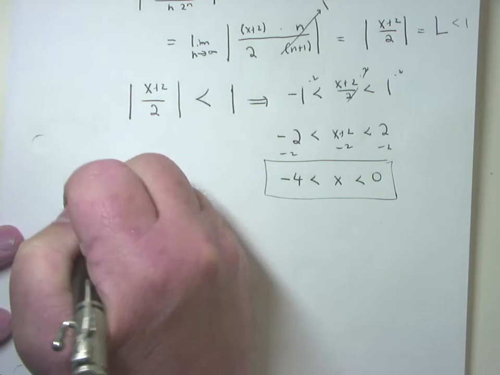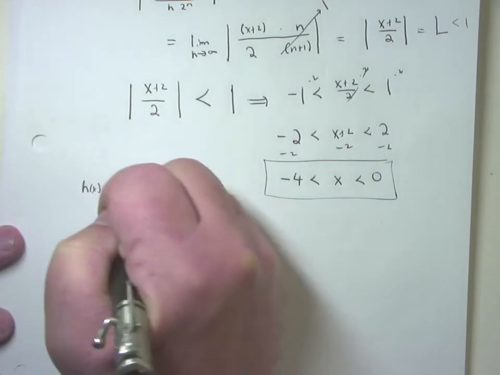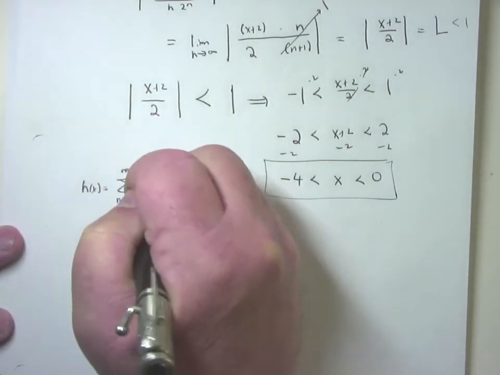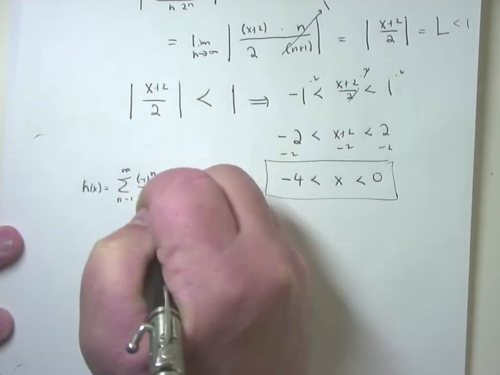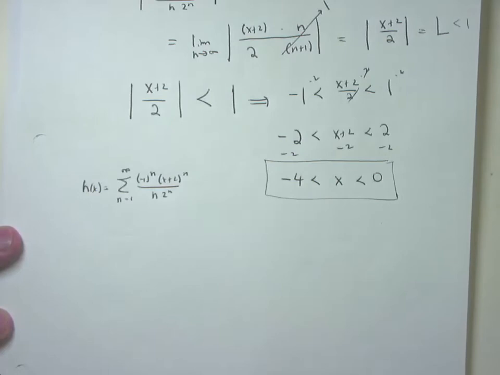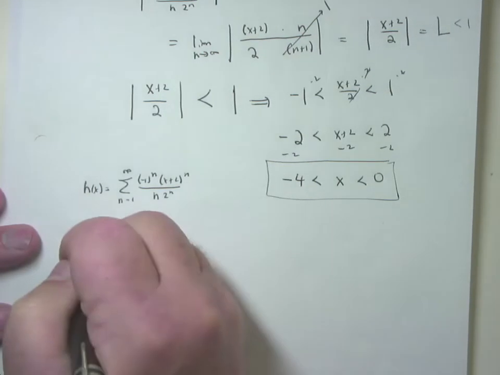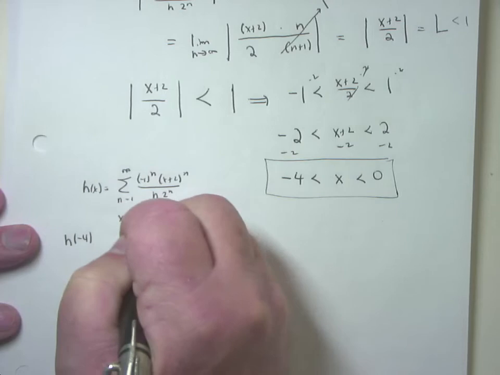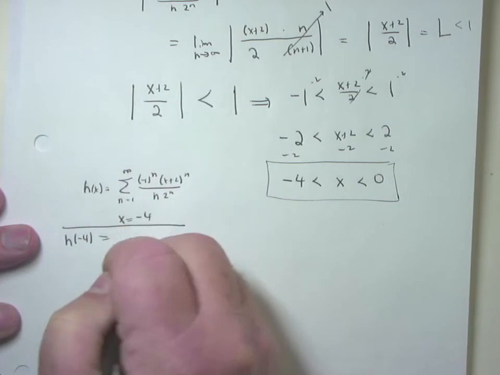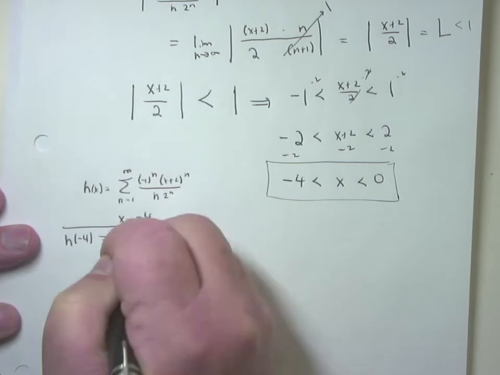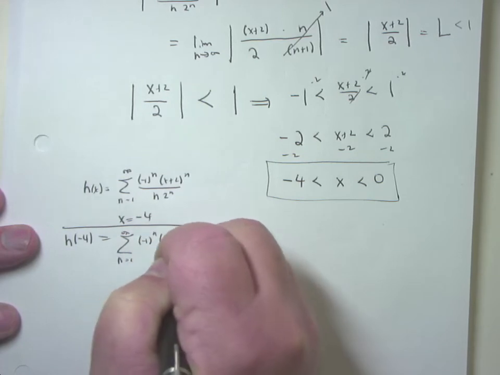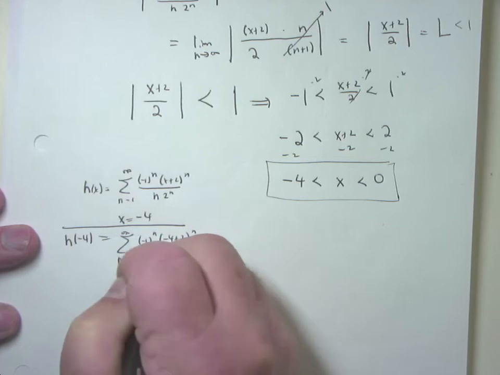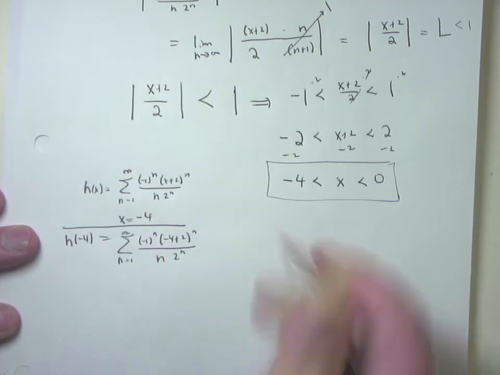Remember, h of x is equal to the sum as n goes from 1 to infinity of negative 1 to the n, x plus 2 to the n, over n times 2 to the n. So here I'm going to plug in h of negative 4. Your endpoint is x equals negative 4. So h of negative 4 is going to be the sum as n goes from 1 to infinity of negative 1 to the n, negative 4 plus 2 to the n, over n times 2 to the n.